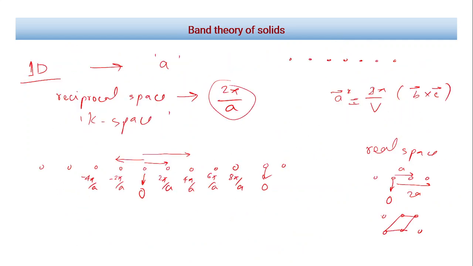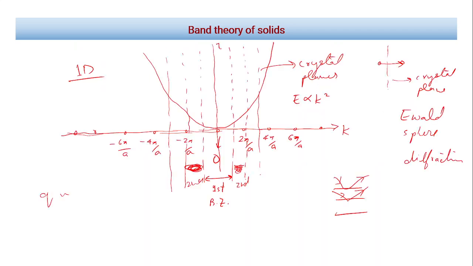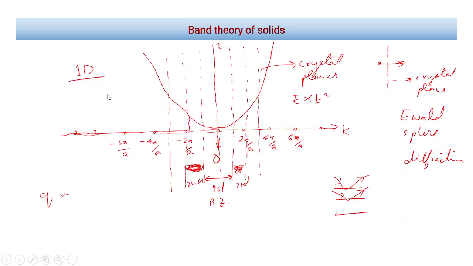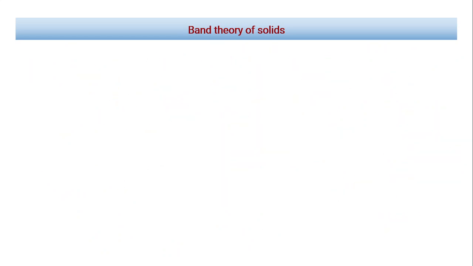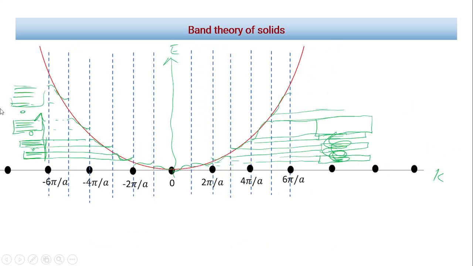So when we discuss metals, the E versus K, which for a free electron is continuous, changes when we have these bound or nearly free electrons. The parabolic dependence that we see for E versus K is not continuous anymore. Every time these crystal planes are encountered by the electron wave vector, there is discontinuity, and that is how we get energy bands and a forbidden gap between those energy bands.